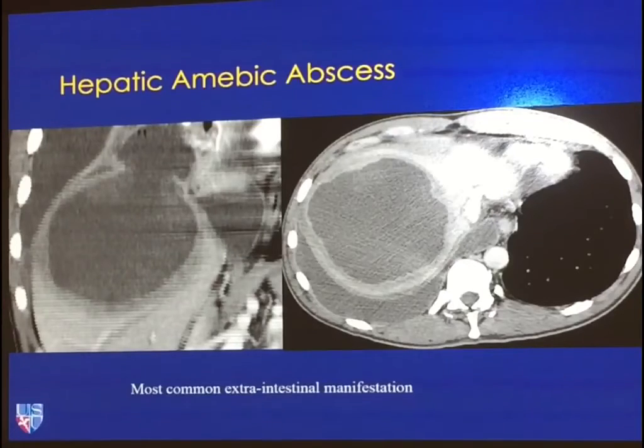Now, the bowel is not the only place that these can be involved. You can develop an amoebic abscess within the liver, and that's the most common extraintestinal manifestation. So here are two CT images. This is a coronal image, and here is an axial image.